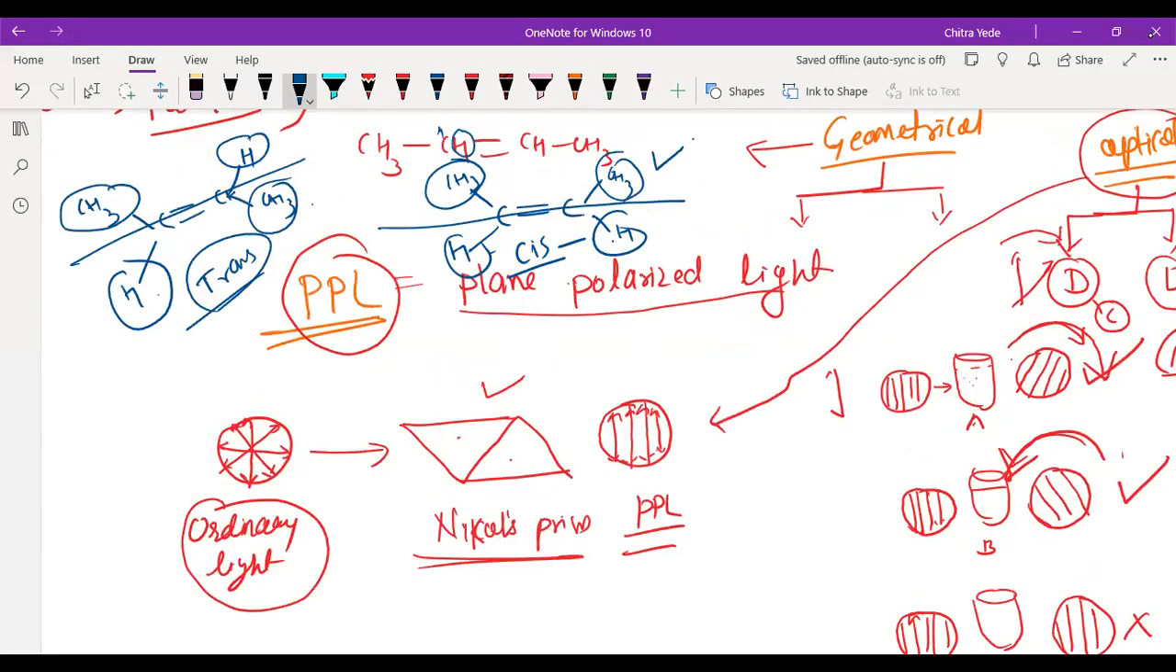Okay. So in isomers, any doubt? Because we will cover that again in the chapter in detail. I'll give you the notes for that also.